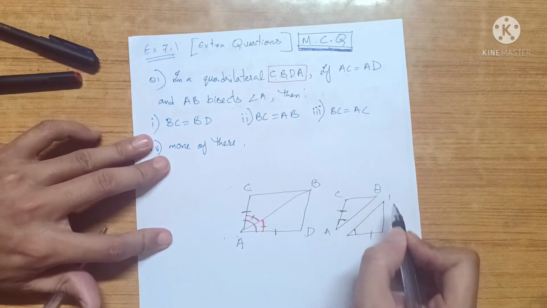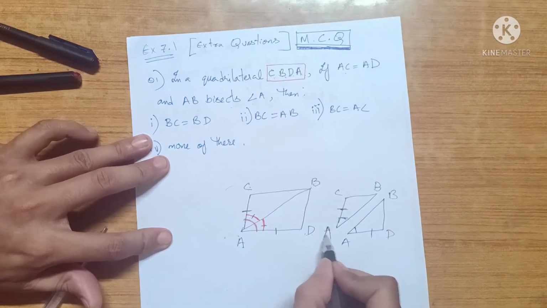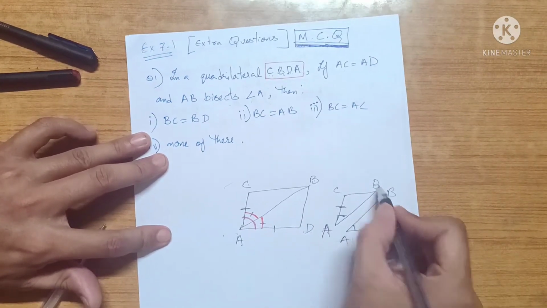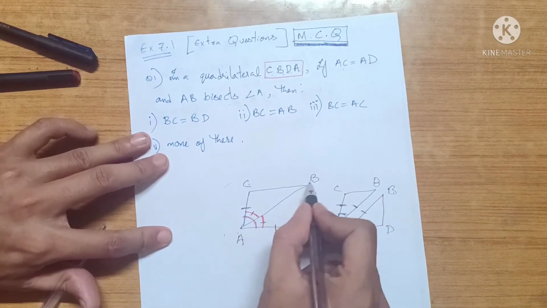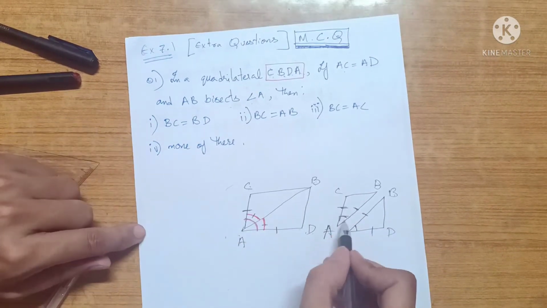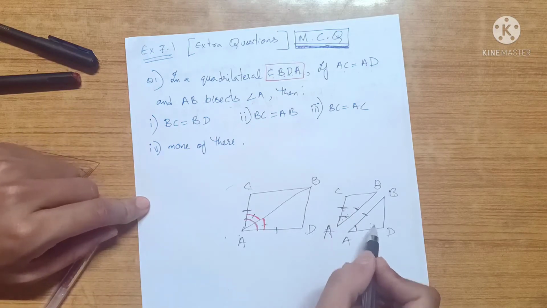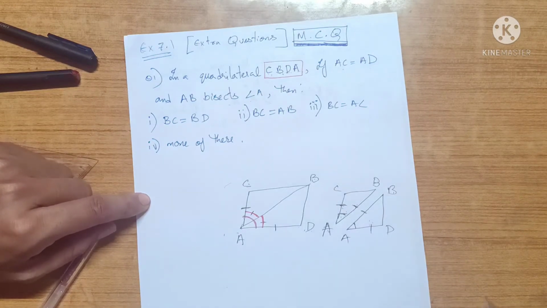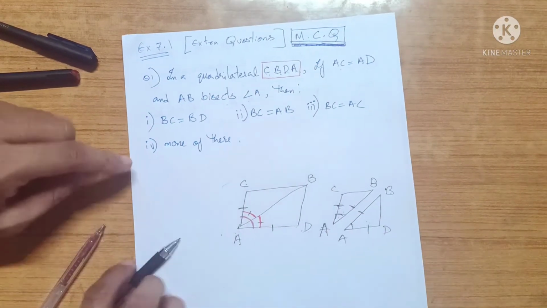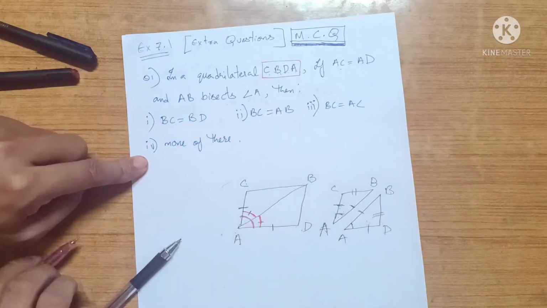This is B, D, A. So as you can see clearly, this is A, this is B, this is A, this is B, which means they're sharing the same side AB. So by side angle side, we can say that these two are congruent. If these two are congruent, we know that every part of the triangle will be equal to every part of that triangle. So this side and this side will be equal as well.